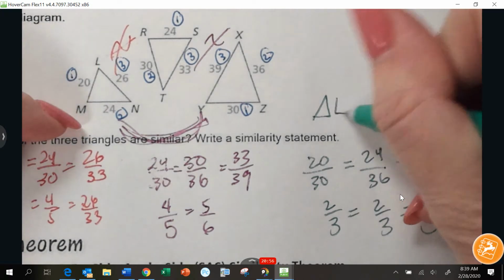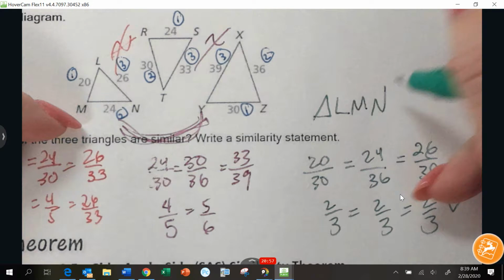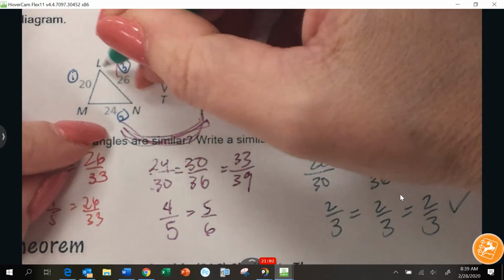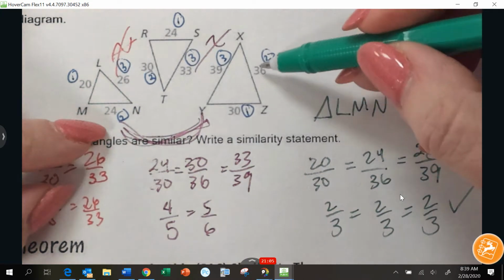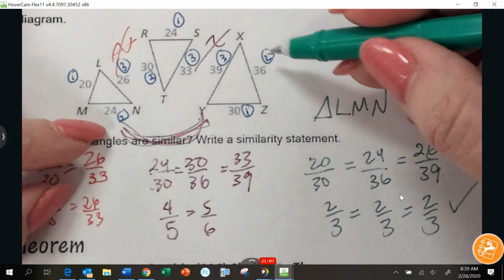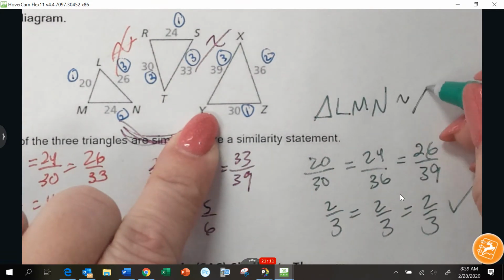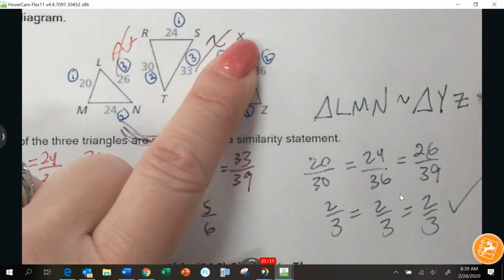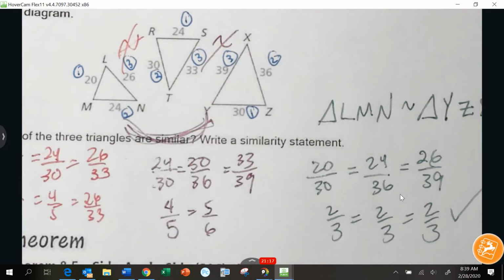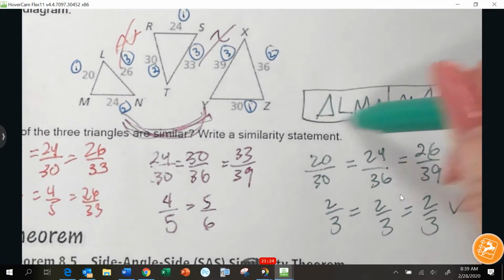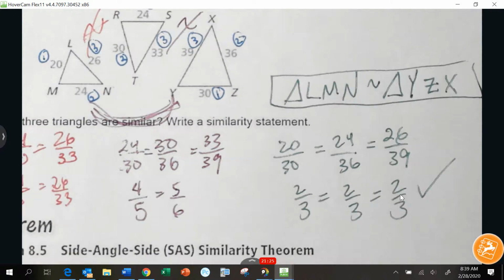LMN, long side, then I would do the same thing with XYZ. I'm going to go from the short side to the medium side. So that would be triangle Y, Z, X. Did I do that correct? Short side, yeah. So that would be the last one. Can you put the letters in order? They don't always go alphabetically.